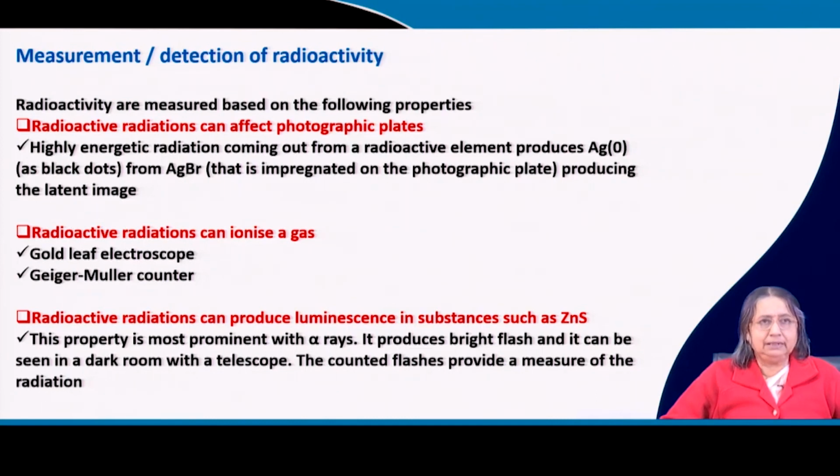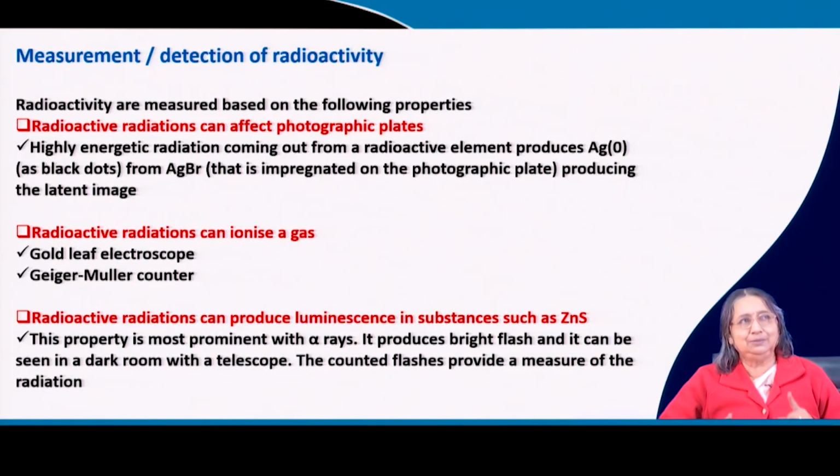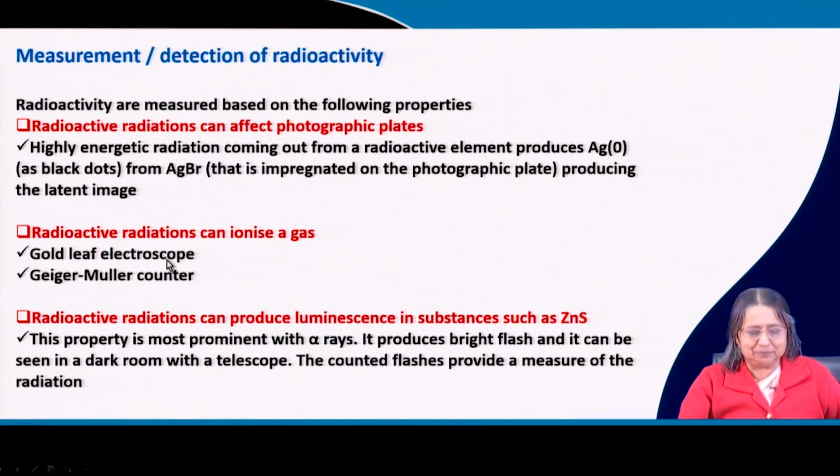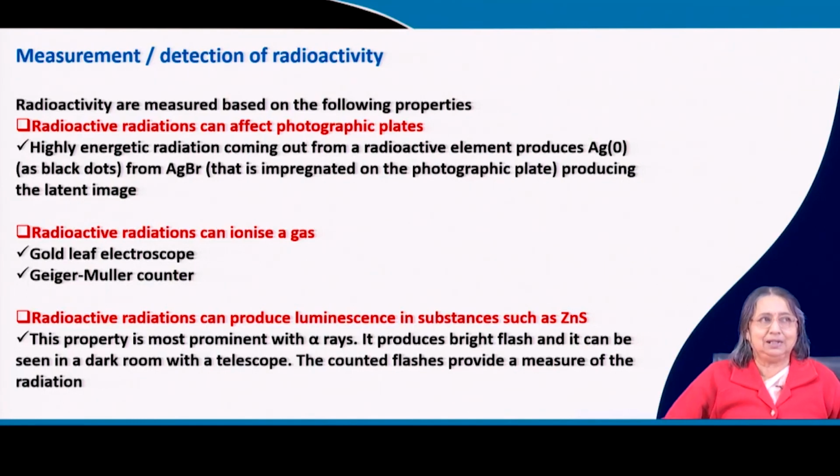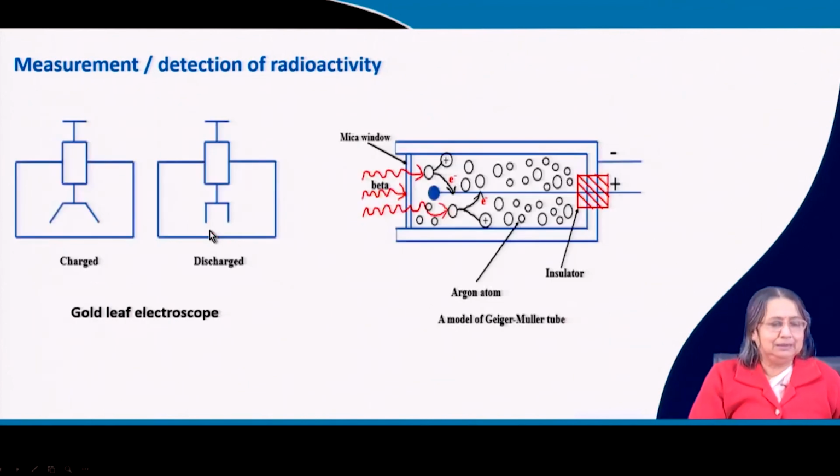Then when these types of rays are coming, they will produce a bright flash on the screen, and if you make the room dark, then you can see the flash, and these are nothing but the radioactive radiations. By how many flashes are coming, you can tell how many radiations, how many particles are coming. So, this is one method. Another method is there.